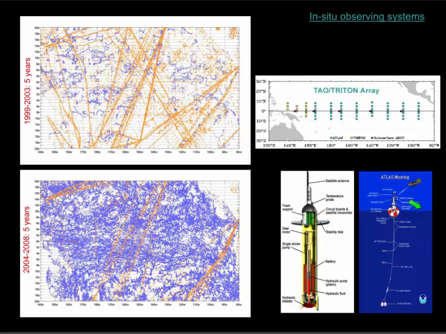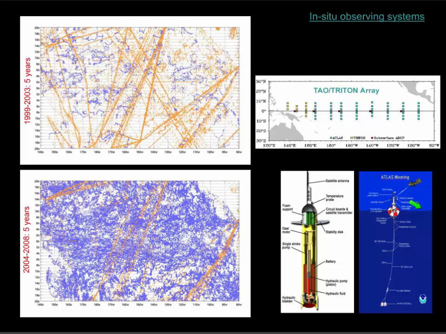All we can see from the satellites is sea surface temperature and sea surface height and ocean color, which has to do with the living beings in the ocean, with biology, plankton and all that, which is also important. But we cannot see anything below the surface.